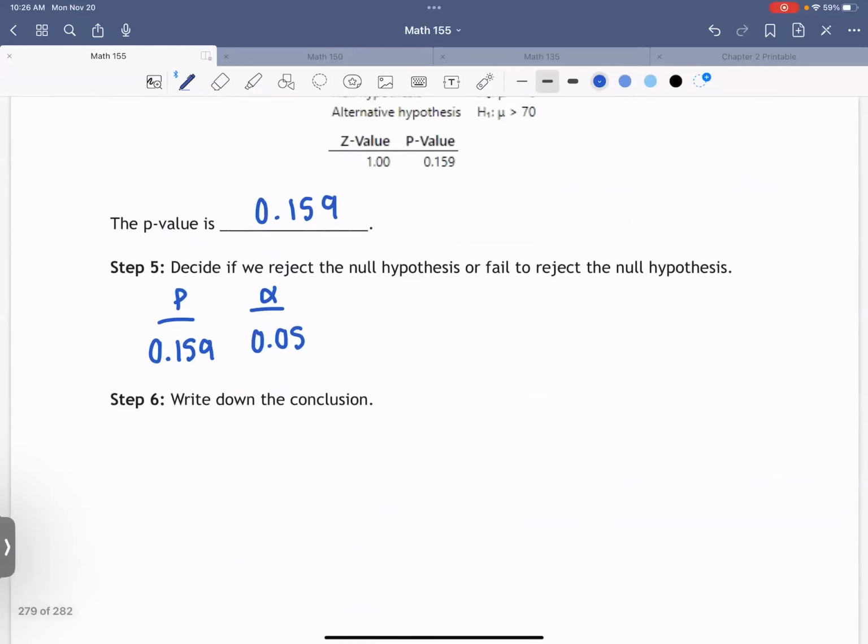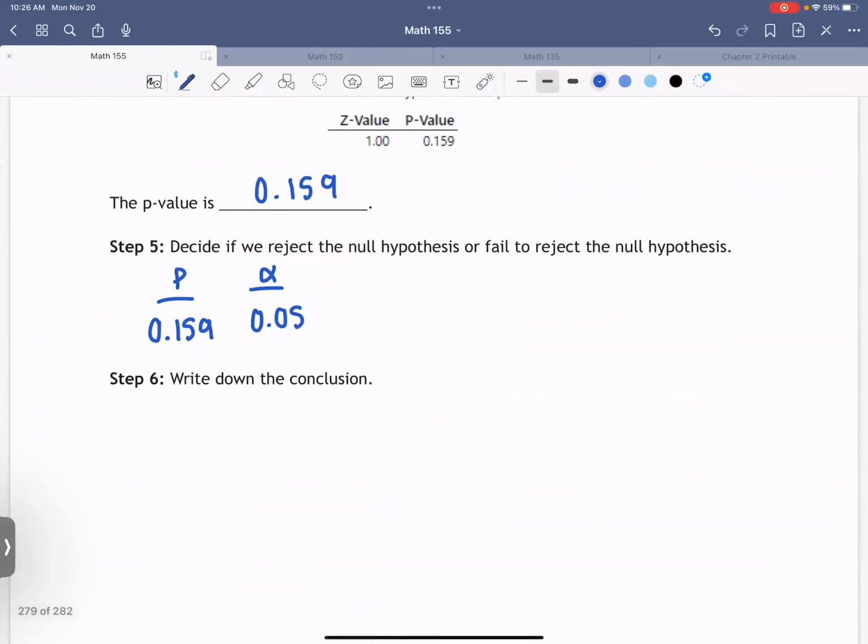Okay, which one's bigger, p or alpha? P, right? Definitely looks a lot bigger. I didn't even have to write them next to each other, honestly. But since p is bigger than alpha, do we remember if we reject or fail to reject? Fail to reject, right? So if you get confused, just go to the second page of the notes and you'll see why. But we actually fail to reject here. Fail to reject H0. Okay.